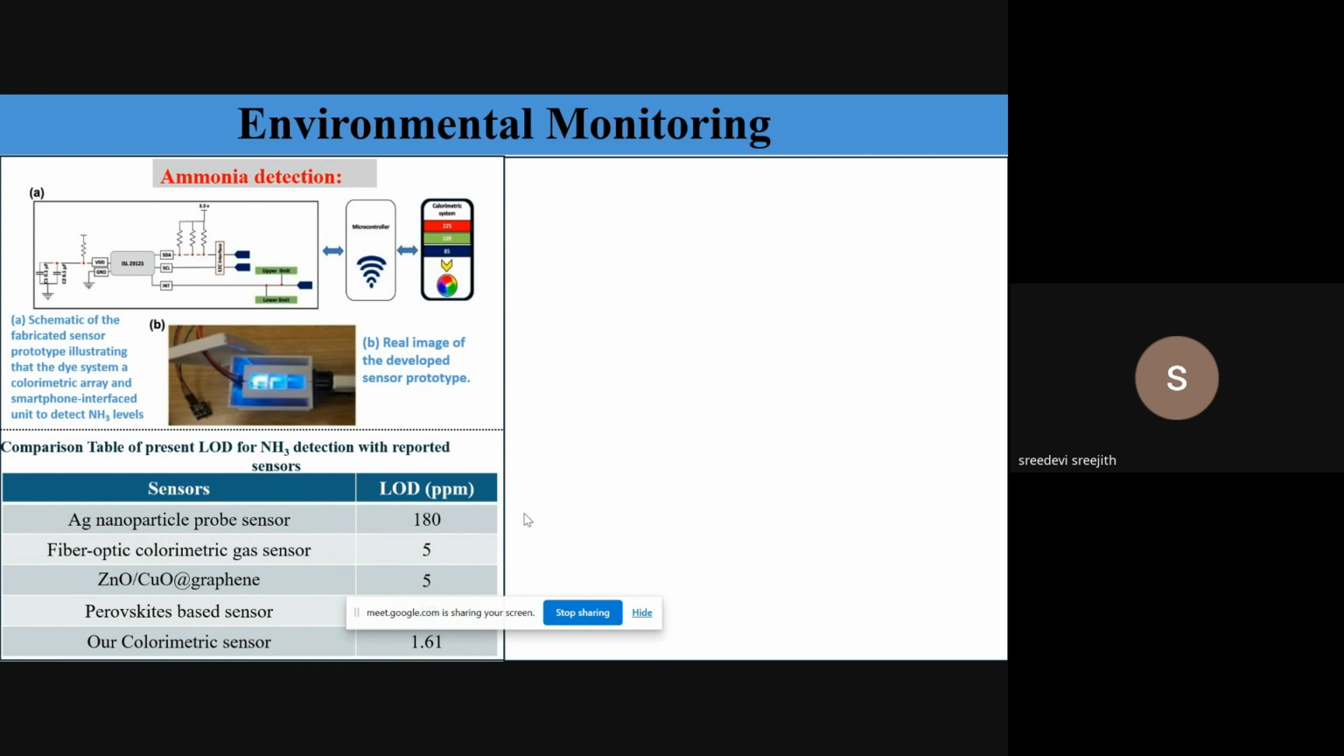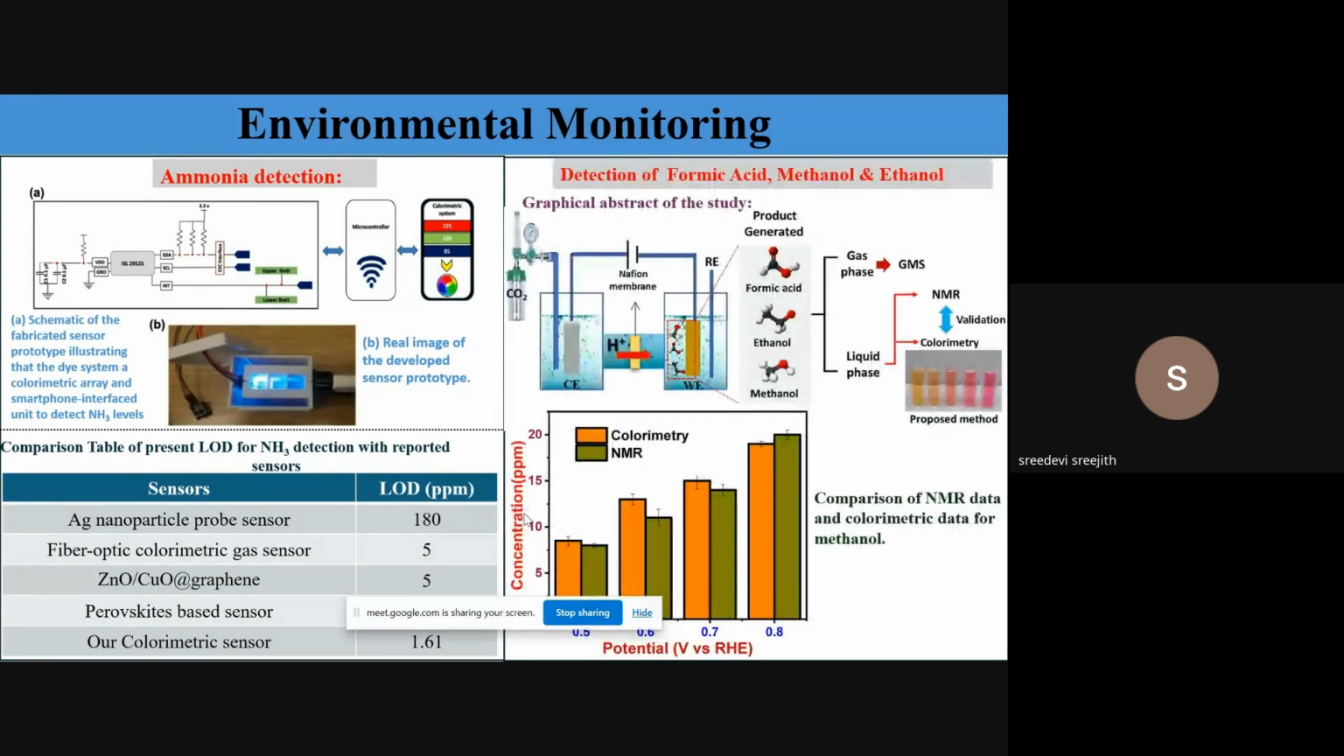And also we have detected formic acid, methanol, and ethanol with a colorimetric sensor. Currently, carbon dioxide reduction has gained attention due to global warming, and reducing carbon dioxide in the atmosphere is an active area of research. So we have to know which products are formed when carbon dioxide is reduced in several experiments. The products that we can detect with our sensor are formic acid, ethanol, and methanol produced due to CO2 reduction.